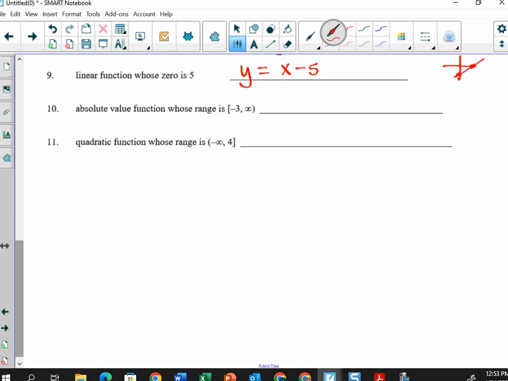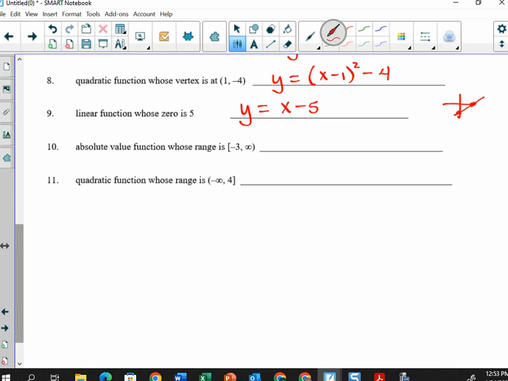All right, guys, last couple here will make you think just a little bit. We've got an absolute value function. The range is from negative 3 to infinity. Yeah, that's all that means, right? Down 3. So I've got y equals absolute value of x minus 3.